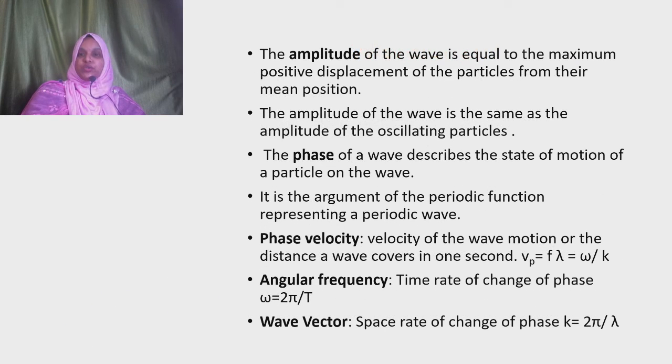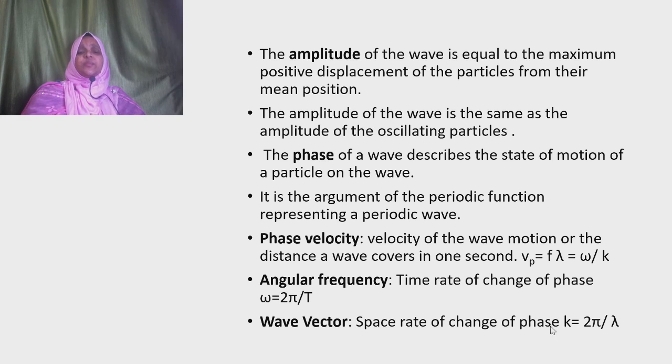Then we have amplitude. Amplitude of a wave is equal to the maximum possible displacement of the particles from their mean position. When the particles oscillate, they will have a maximum displacement. That value is equal to the amplitude of our wave. Amplitude of the wave is the same as the amplitude of the oscillating particles.